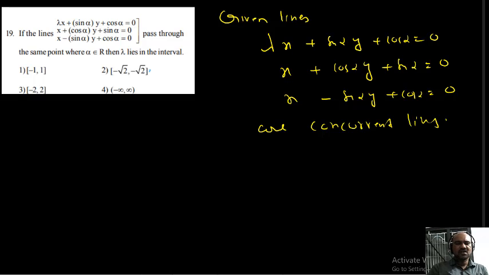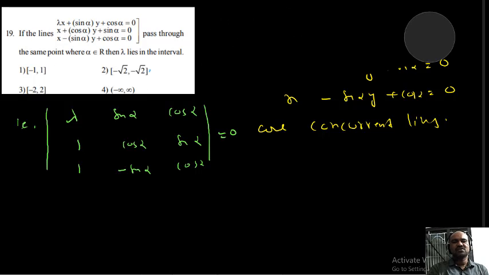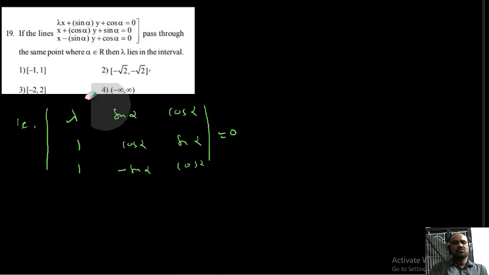Concurrent means I want to use the determinant concept. The determinant formed by the coefficients should be 0. So I will write the determinant of the rows (lambda, sin alpha, cos alpha), (1, cos alpha, sin alpha), (1, -sin alpha, cos alpha) should be 0, such that you want to find the range of lambda. I hope you people understood.